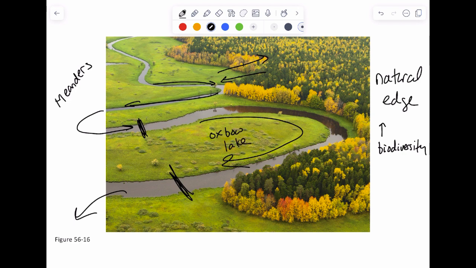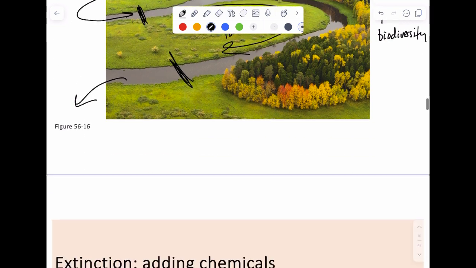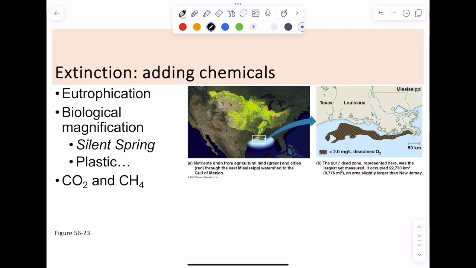And then eventually they turn into a meadow. How does all that happen? Ecological succession. So adding of the chemicals, we've dealt with eutrophication several times before. The scarier one, as I ate tuna last night, is biological magnification.